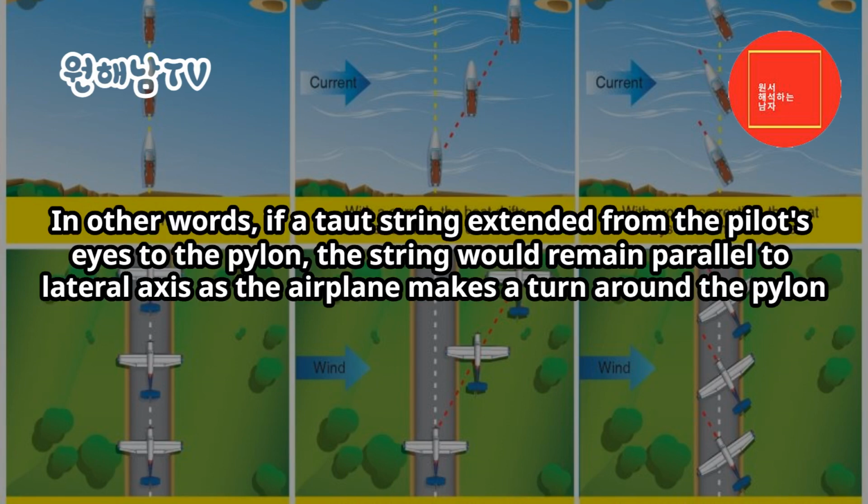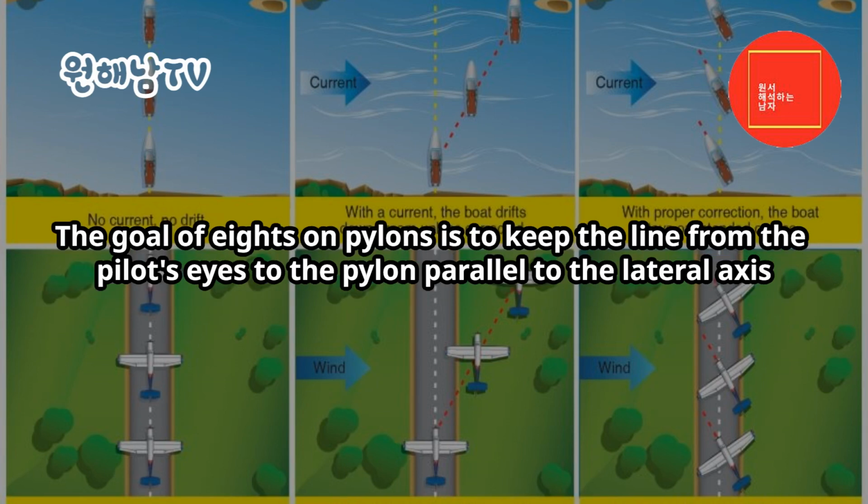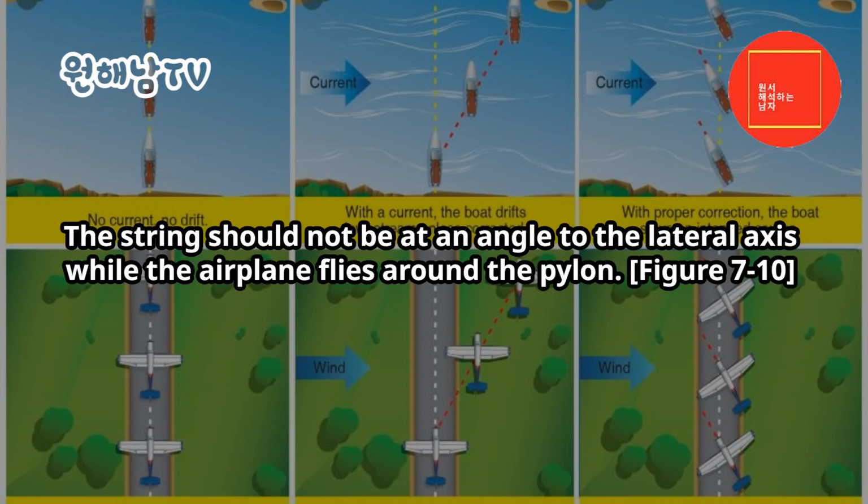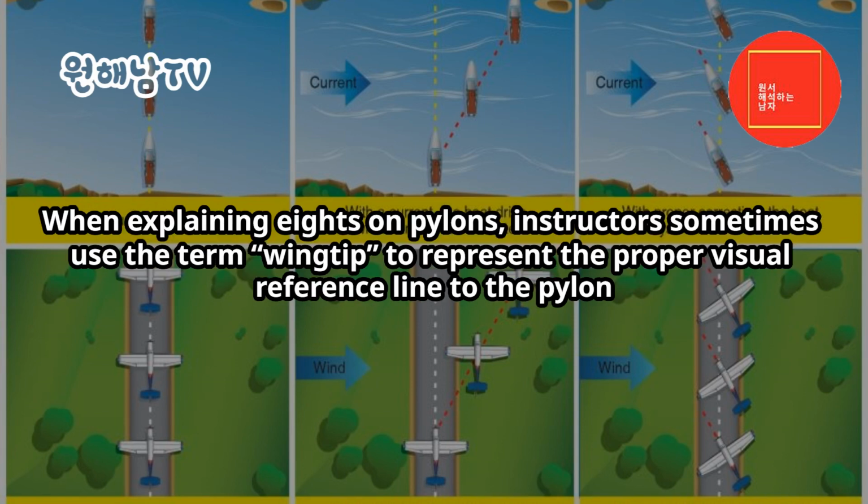In other words, if a taut string extended from the pilot's eyes to the pylon, the string would remain parallel to the lateral axis as the airplane makes a turn around the pylon. The goal of eights on pylons is to keep the line from the pilot's eyes to the pylon parallel to the lateral axis. The string should not be at an angle to the lateral axis while the airplane flies around the pylon. Figure 7-10. When explaining eights on pylons, instructors sometimes use the term wingtip to represent the proper visual reference line to the pylon.